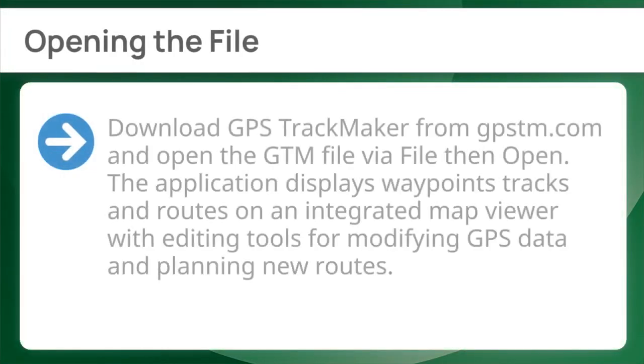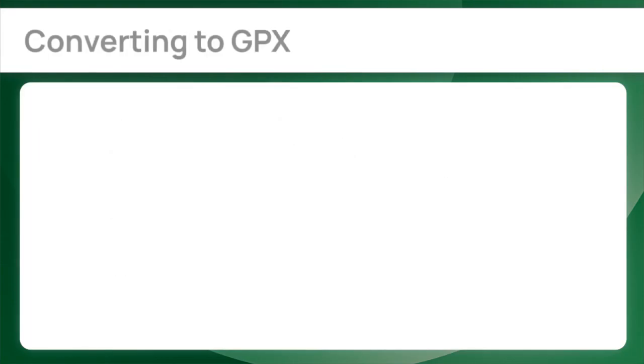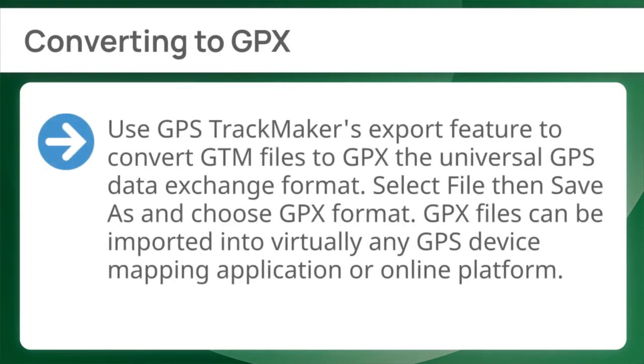First, opening the file. Download GPS TrackMaker from gpstm.com and open the GTM file via File, then Open. The application displays waypoints, tracks, and routes on an integrated map viewer with editing tools for modifying GPS data and planning new routes.